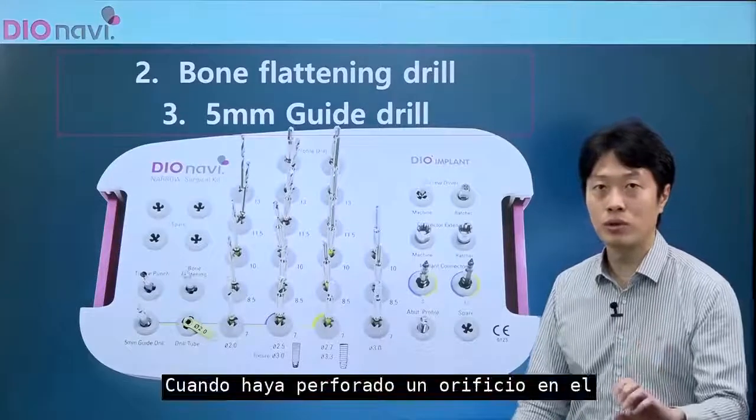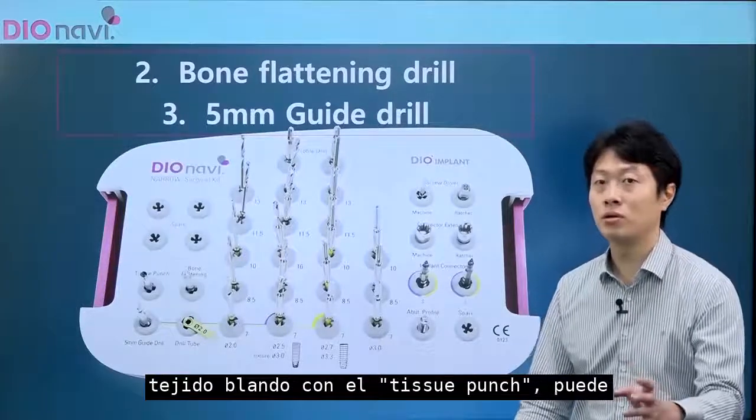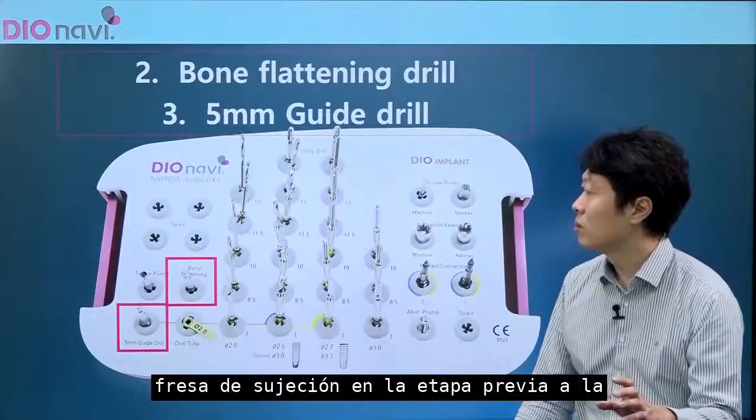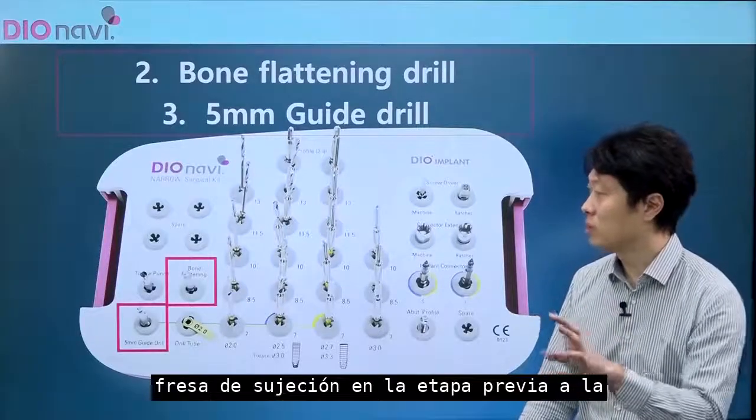When you have punched a hole in the soft tissue with the tissue punch, you can use the bone flattening drill and the guide drill in the pre-drilling stage.